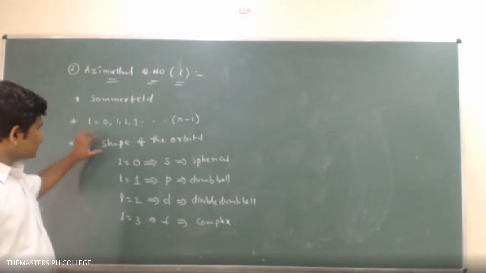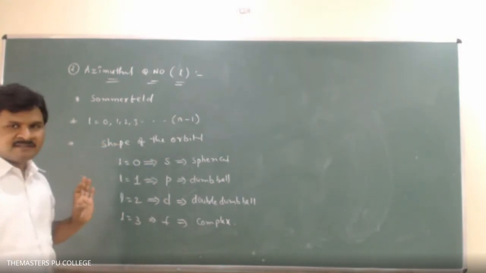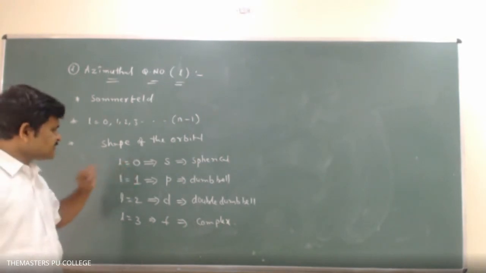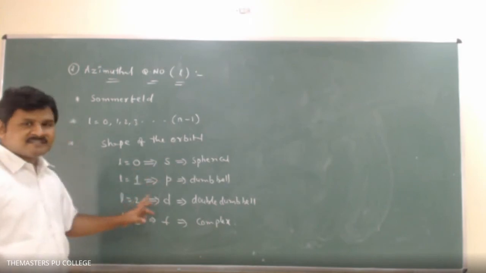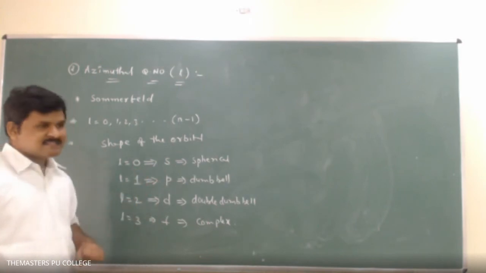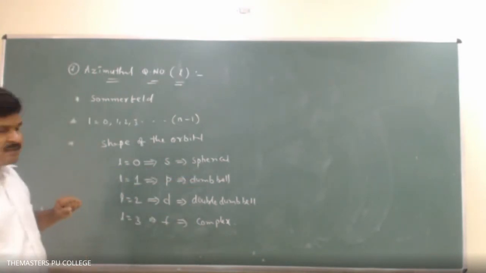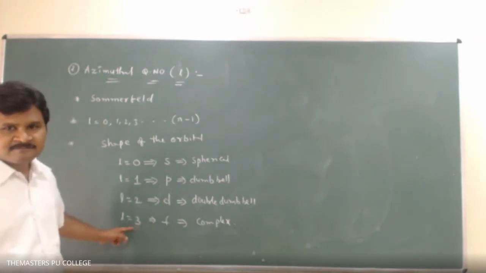So these are the different L values and their possible orbitals. L is equal to 0 means s orbital, L is equal to 1 means p orbital, L is equal to 2 means d, L is equal to 3 means f orbital, and these are their different shapes. Okay. Next, please write down up to here.